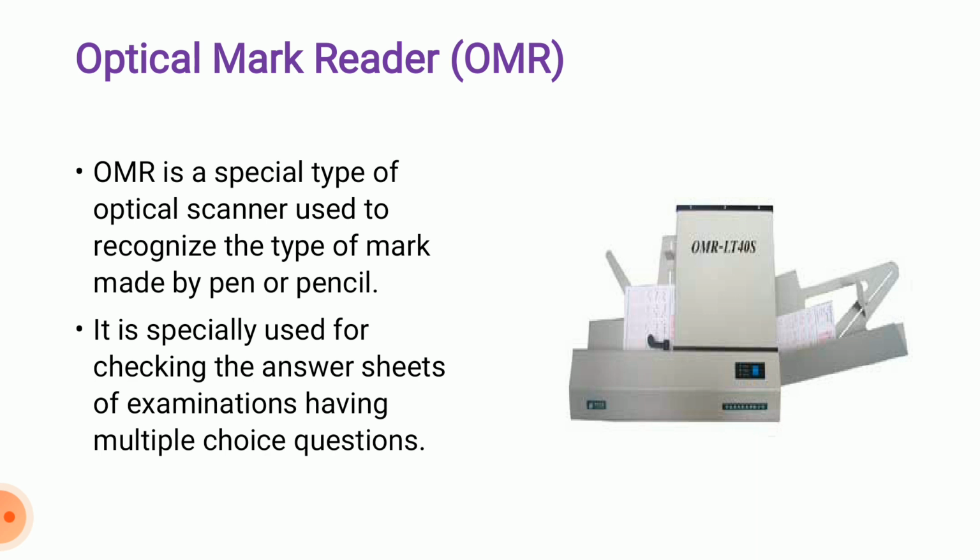Whenever competition exams are going on, we get a sheet. In that particular sheet, we need to fill in the answer. We get 4 or 5 options. In these given options, we need to fill one particular bubble, the right answer. So this scanner, called the optical mark reader, scans the mark made by pen or pencil. It is widely used for checking competition exam copies.